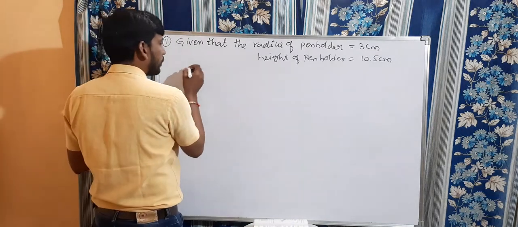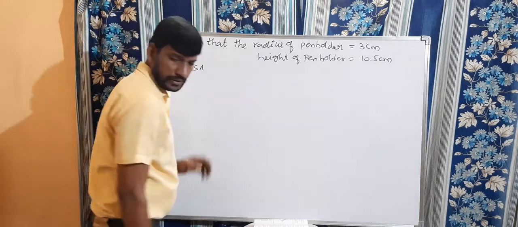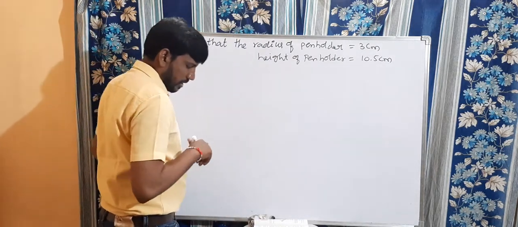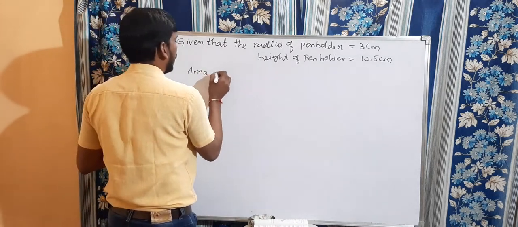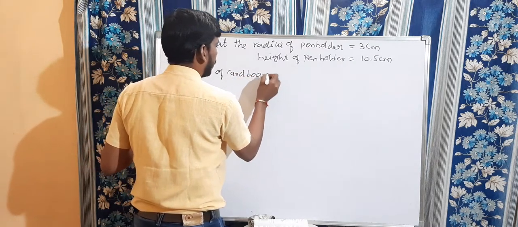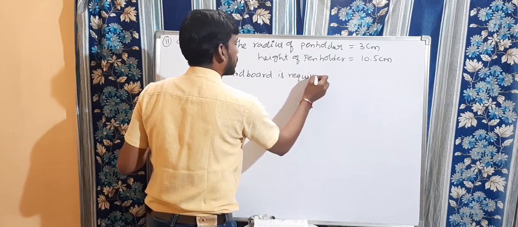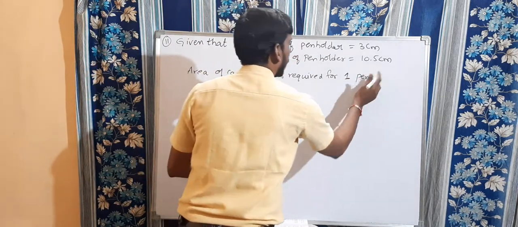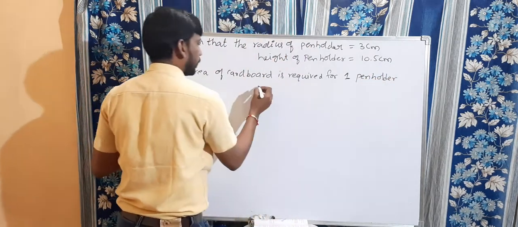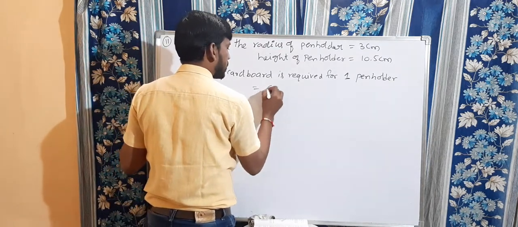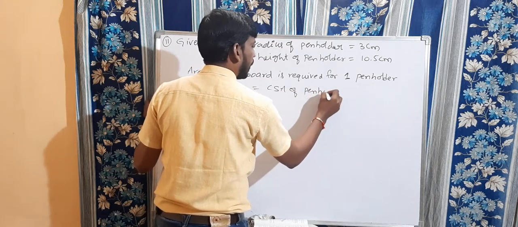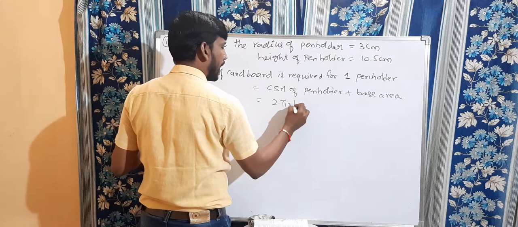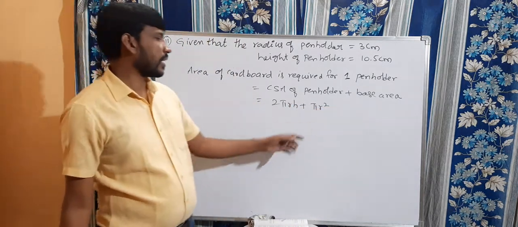Okay? Now, not only the CSA, here we are going to find out the area of cardboard required for one person, or one pen holder, which is equal to the CSA of the cylinder, the CSA of the pen holder, plus the base area, which is nothing but 2πrh plus the base, which is in the form of a circle. The area of a circle is nothing but πr².